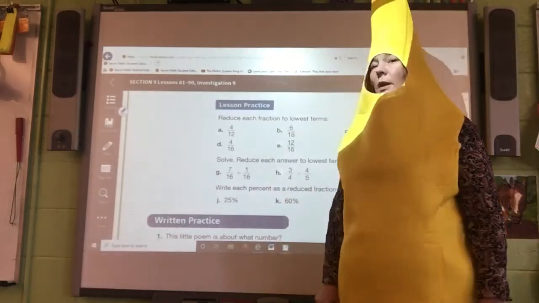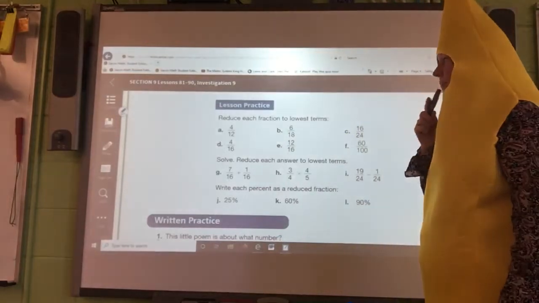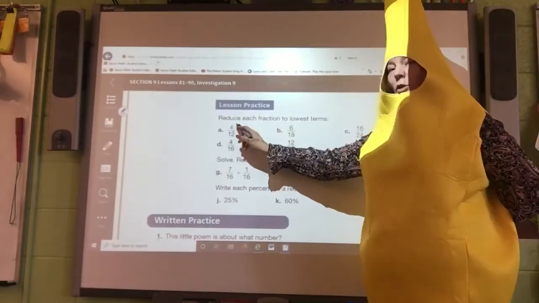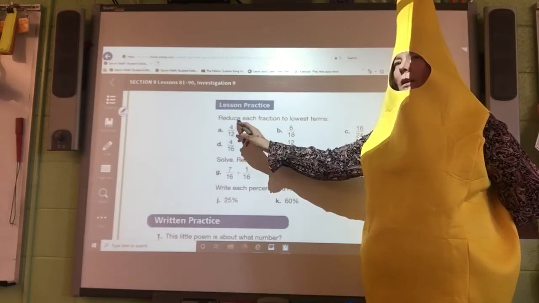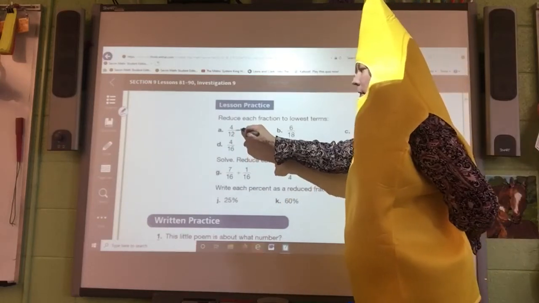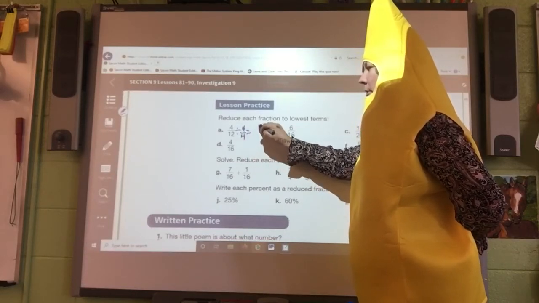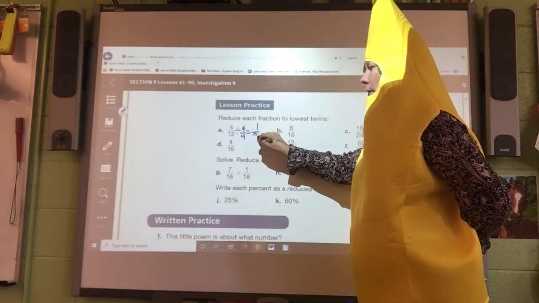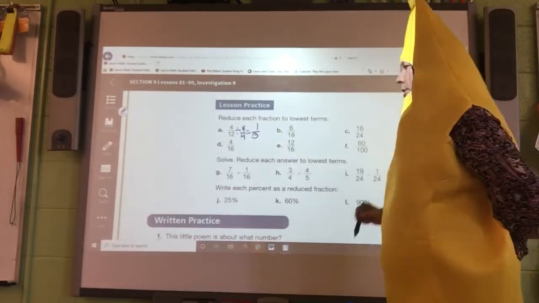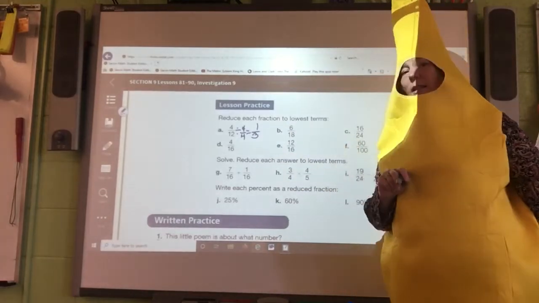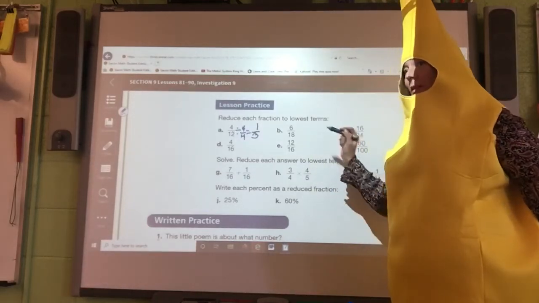All right, 4/12. I look at that right away and I think, my greatest common factor. I always look at my numerator and think, what's the greatest number that can go into that? 4, correct? So I divide both of these by 4, and I have 1/3. So my reduced fraction is 1/3. Then I go to 6/18. Wow, guess what? 6 goes into 6, and 6 goes into 18.